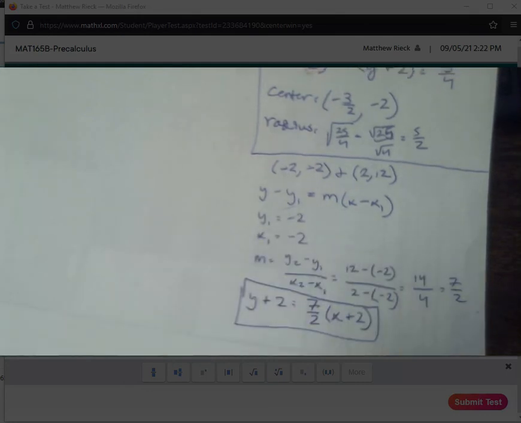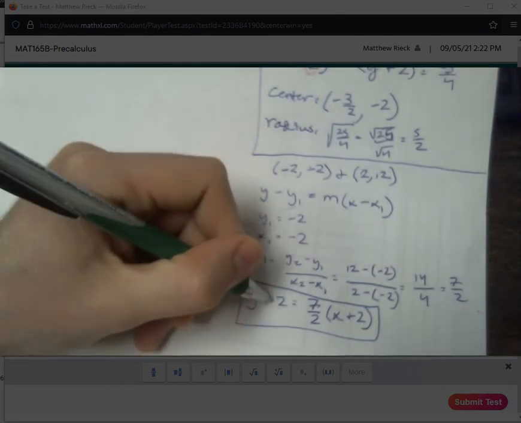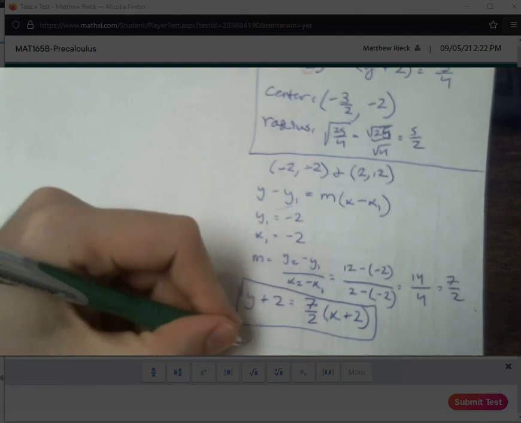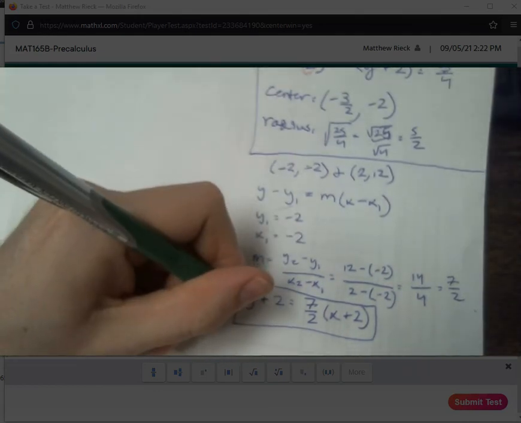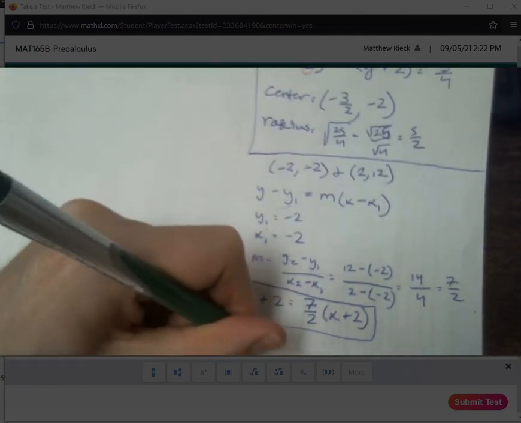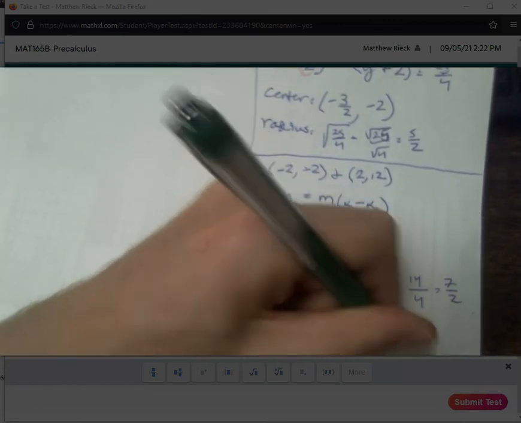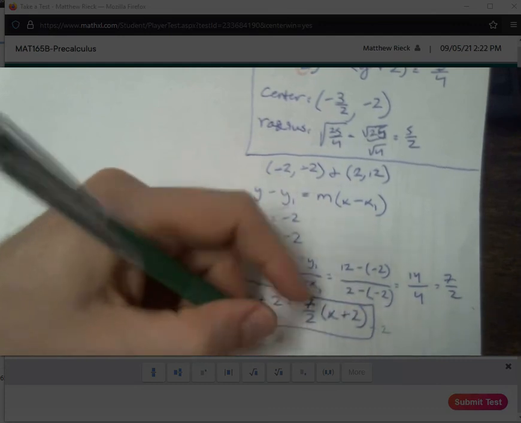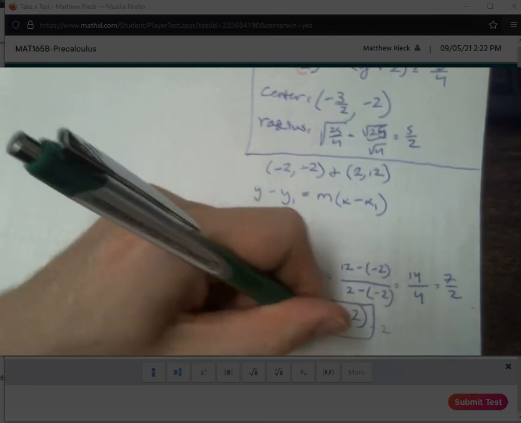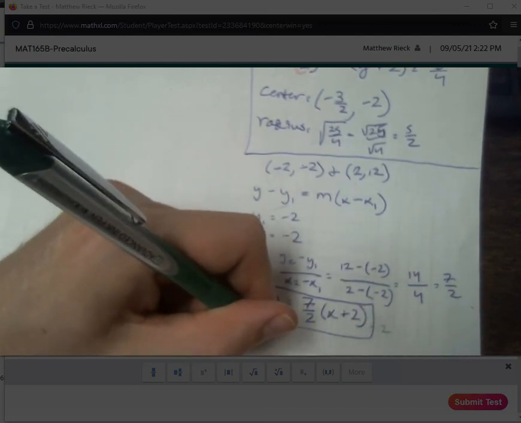All right, so my next step here is I'm just going to convert this to slope-intercept form. So I'm going to go ahead and use a different color for this. To get slope-intercept form, you're going to end up with y equaling something. So here I'm going to subtract a 2 from each side, and then distribute the 7/2 through to the x and the plus 2.